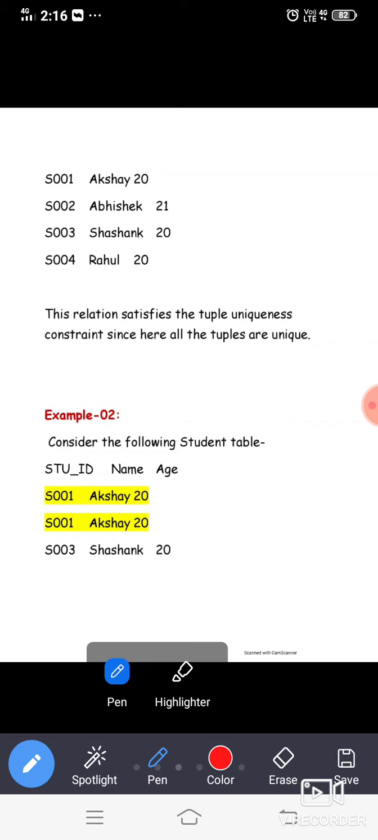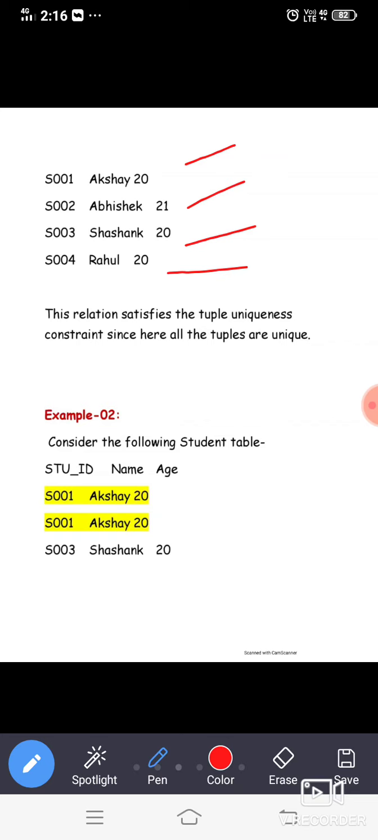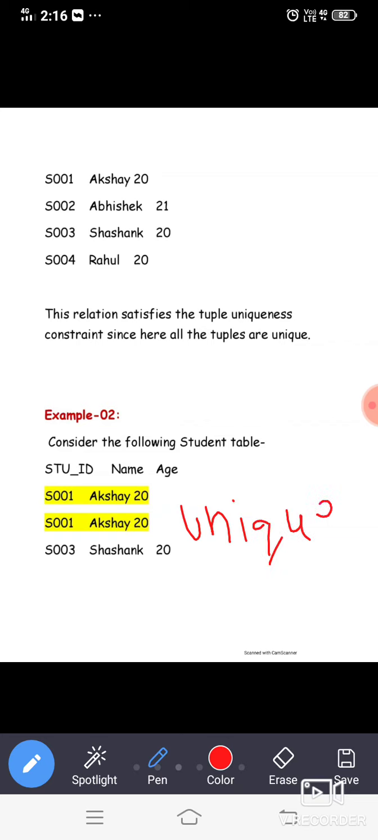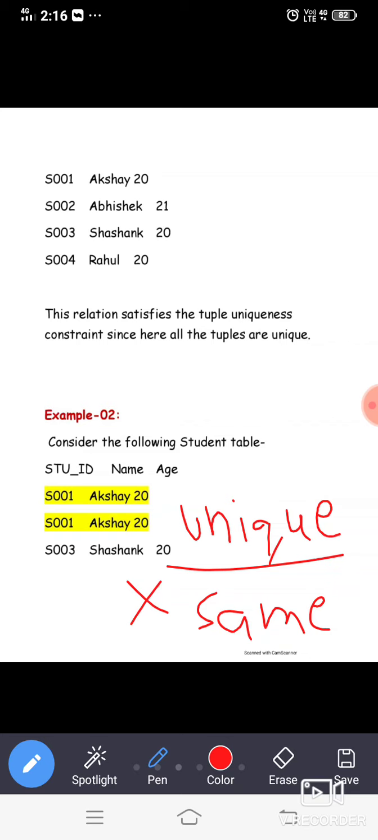Everybody should be unique, which means everybody should possess different values. But here these two records are not unique, they are the same. There is a lot of difference between unique and same. What is meant by unique? Unique means everybody has their own specific and different set of values. What is meant by same? Same is the opposite of unique.